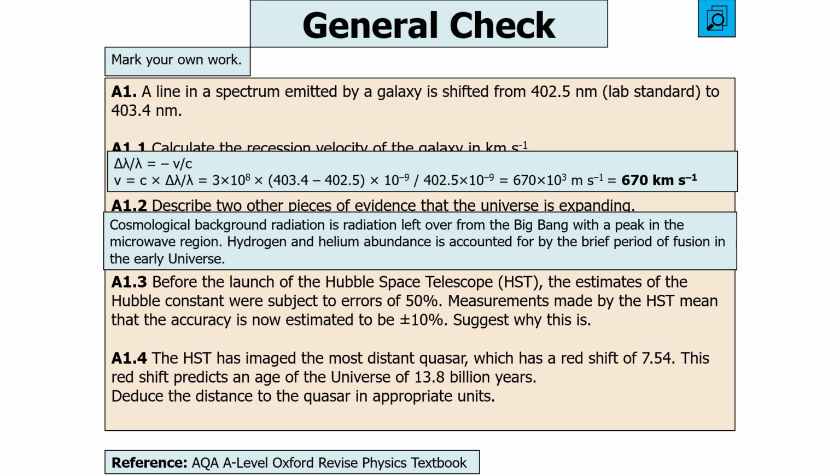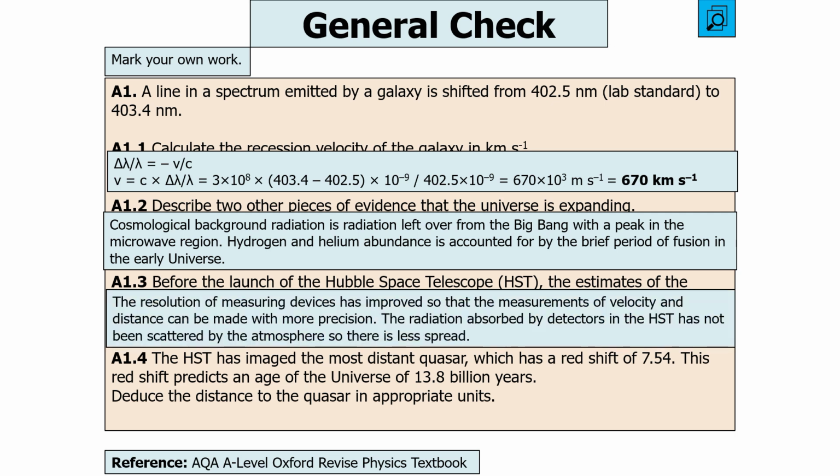Now why is there a lesser spread in values? Because the resolution of the measuring device of the HST has improved, so the measurements of the velocity and the distance can be made with much more precision and accuracy, and the radiation absorbed by detectors in the HST has not been scattered by the atmosphere as an Earth-based telescope would have, so there is less spread in the values.